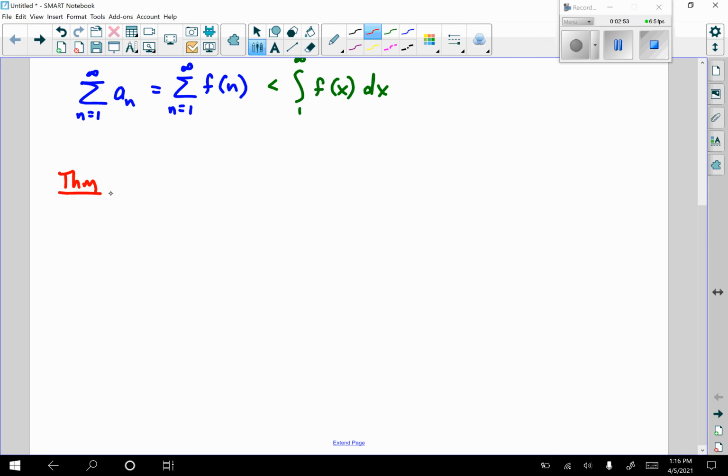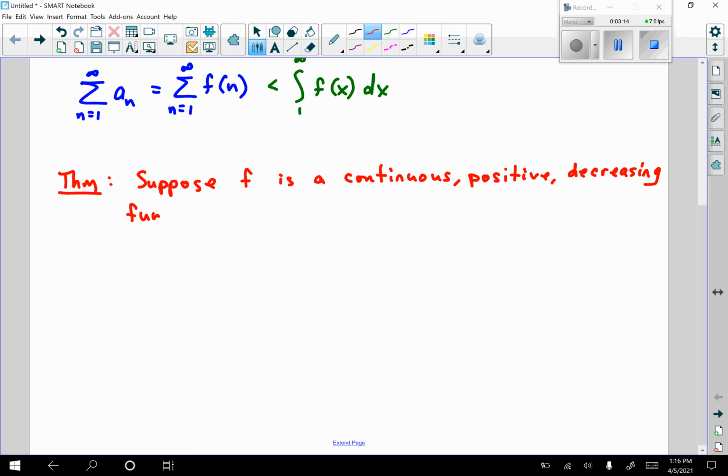So we're going to look at a theorem which explains this. Let's suppose that f is a continuous, positive, decreasing function. So those three conditions have to be met, and we're going to walk through. Sometimes we have to do a little bit more work to determine the decreasing part, but continuous and positive is going to be kind of easy to tell just by looking at our function.